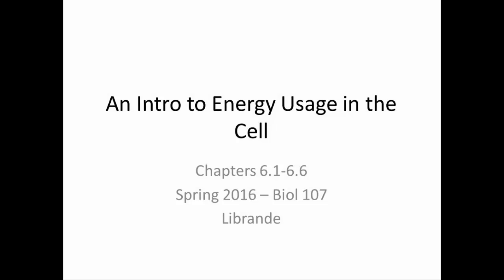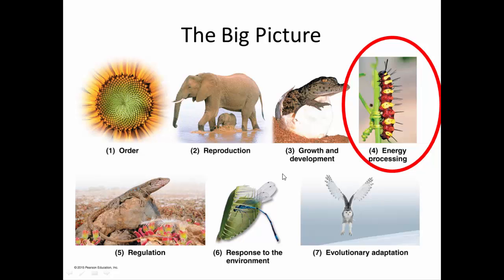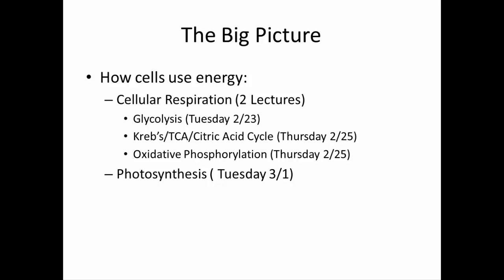So that lecture was all about energy. To help facilitate jumping into Tuesday's lecture, I want to get a little bit of a head start. We're going to talk about how energy is used in the cell, and this covers roughly chapters 6.1 to 6.6 in the book. Again, the big picture is that cells and organisms need to utilize energy, and there are two major forms: cellular respiration and photosynthesis.